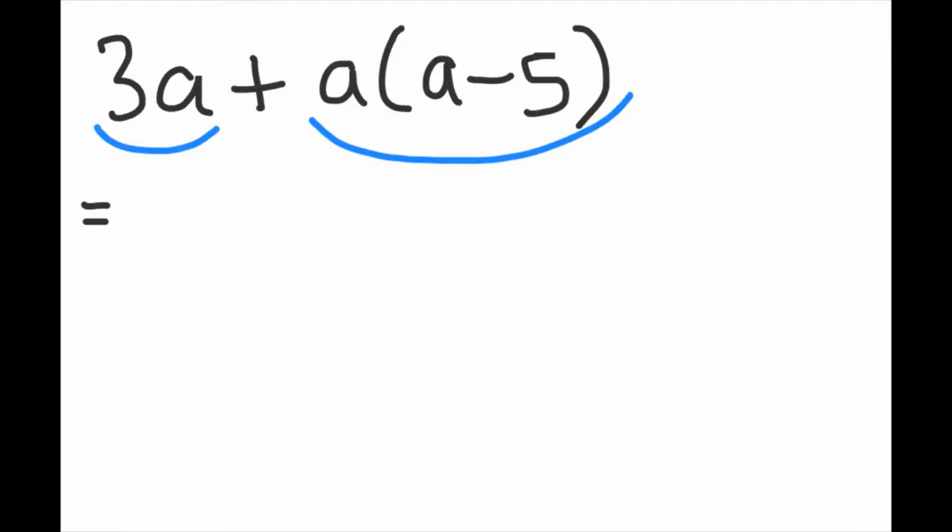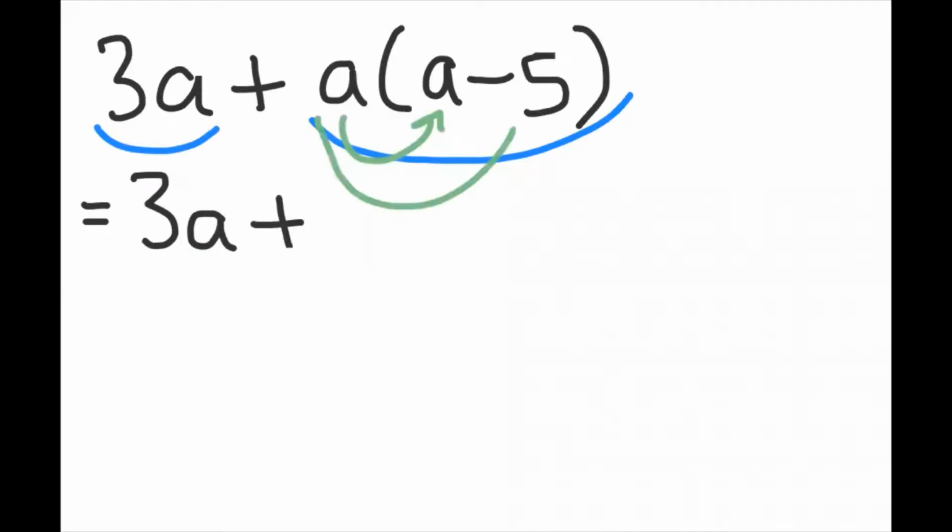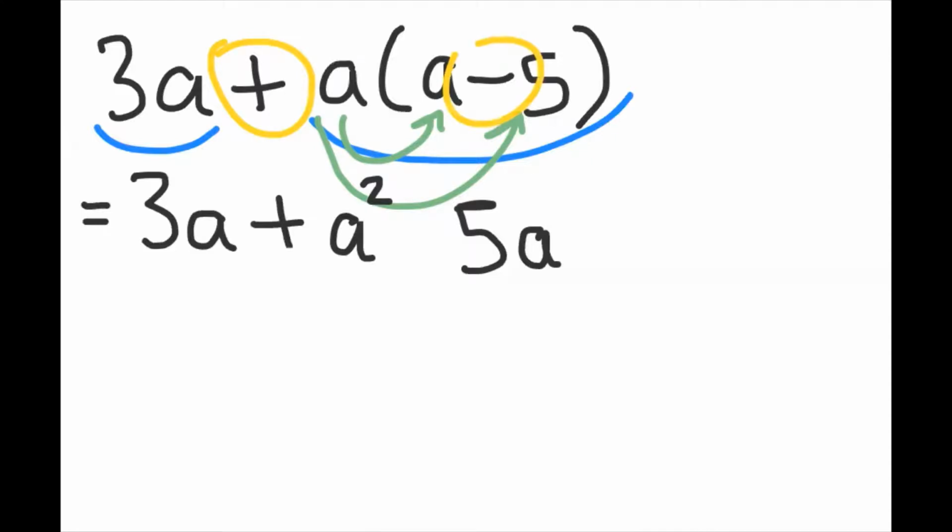So 3a, we keep just like that. And then let's just put the plus there. And then we do the 3a times a, and then we're going to do 3a times minus 5. So 3a times a, we're going to have 3a squared. And then a times minus 5, we're going to have 5a. We have a plus over here and a minus over there. So the plus and the minus gives us a minus.